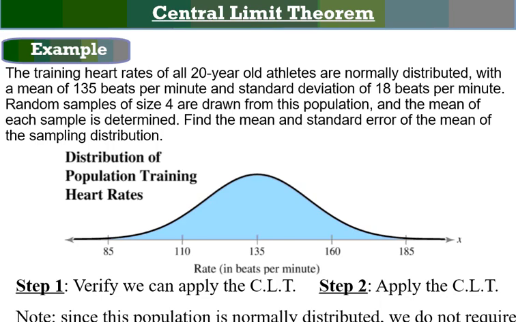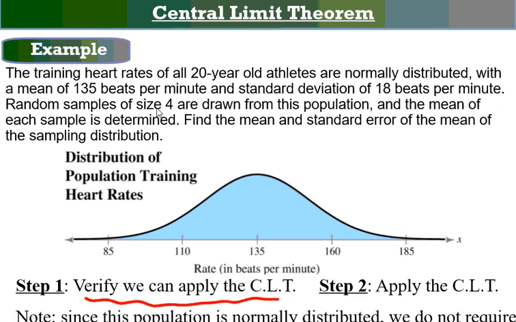Situation 2. The training heart rates of all 20-year-old athletes are normally distributed with an average of 135 beats per minute and a standard deviation of 18 beats per minute. If we take random samples of size 4 from the population and find each of those samples' average and then plot them, we'll find the following distribution. Our goal is to find the mean and the standard error of the mean of the sampling distribution. So first, verify we can apply the central limit theorem.